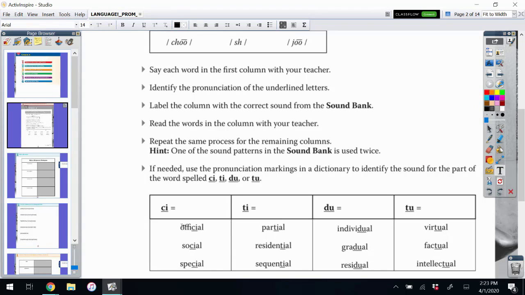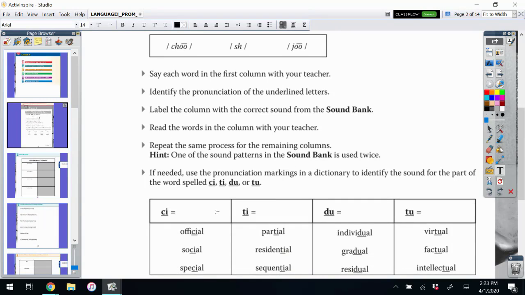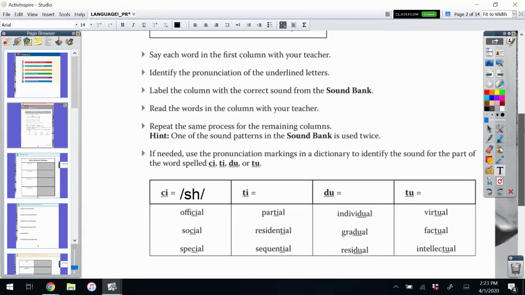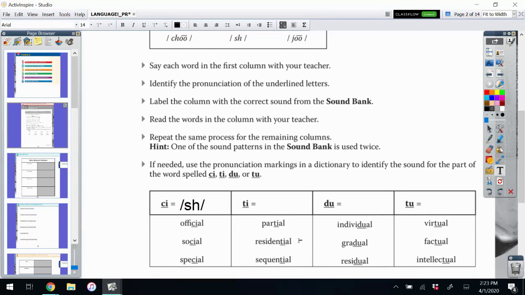Say them with me. Official, social, special. The CI is pronounced sh. Official, social, special. So we are going to write the sound sh in the blank here. Good. The second one: partial, residential, sequential. Partial, residential, sequential. Here the TI makes the sh sound. Do you hear it? Partial. So we're going to write sh again.